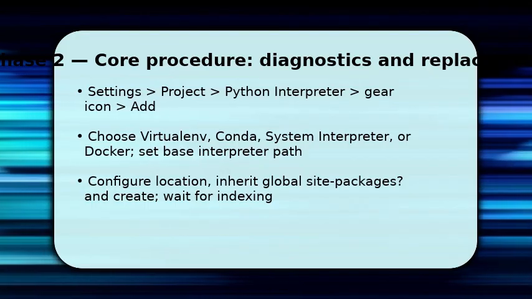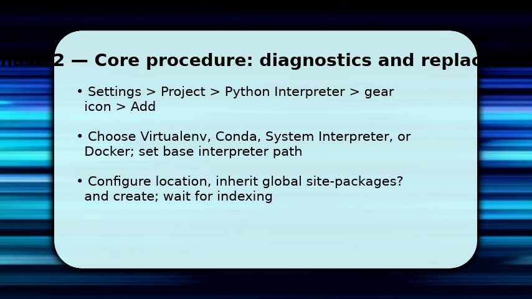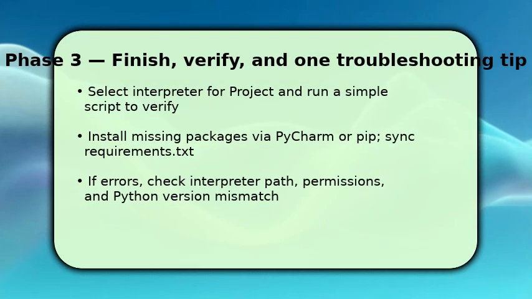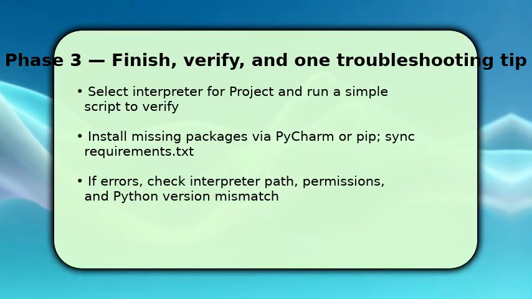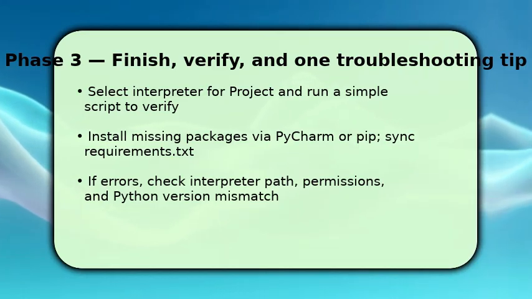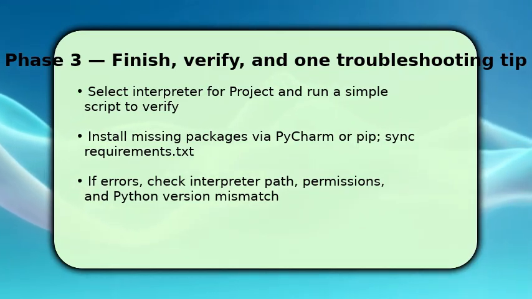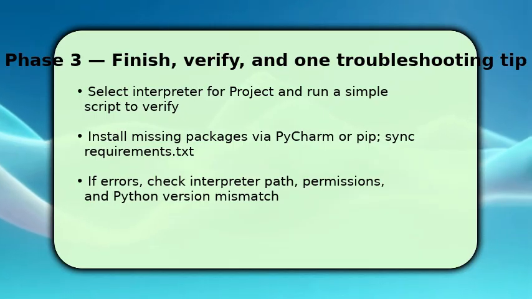Click Create and watch PyCharm install helper packages and index libraries. This enables code completion and inspections. After creation, select the new interpreter for your project and run a quick script like print hello to verify it works. If imports fail, install packages from the interpreter pane or use pip in the environment. Make sure requirements.txt is up to date.